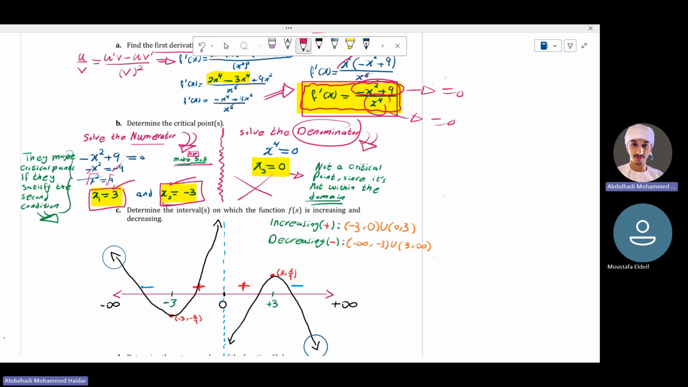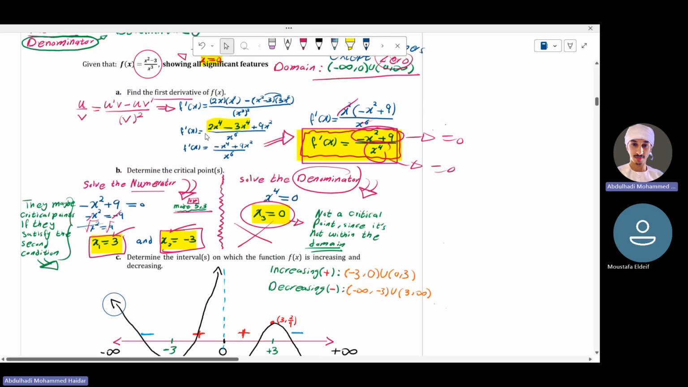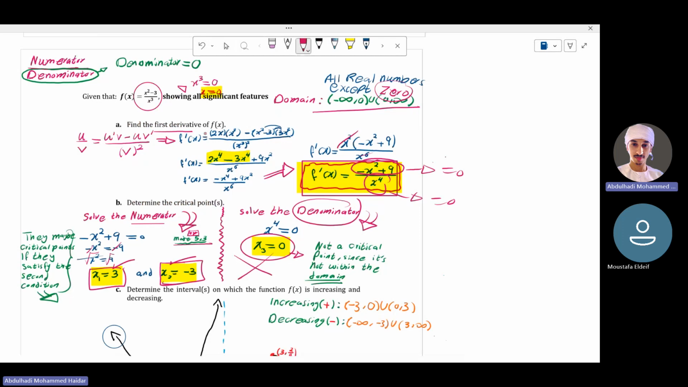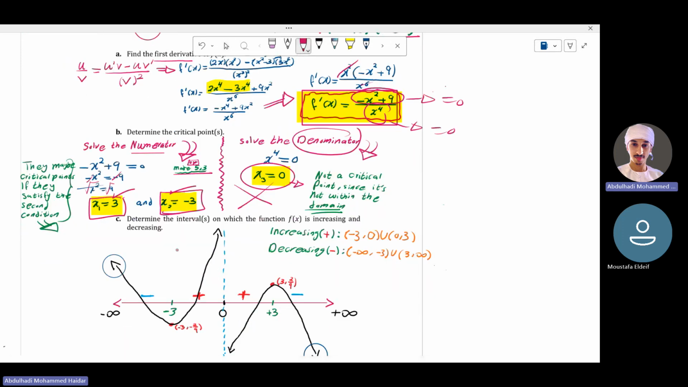The second condition we check after we draw. But this one is not within the domain. The domain says I can accept all real numbers except what? 0. So this one is not a critical point, because it is not within the domain. But these we can check in this graph to see if they are critical points or not.